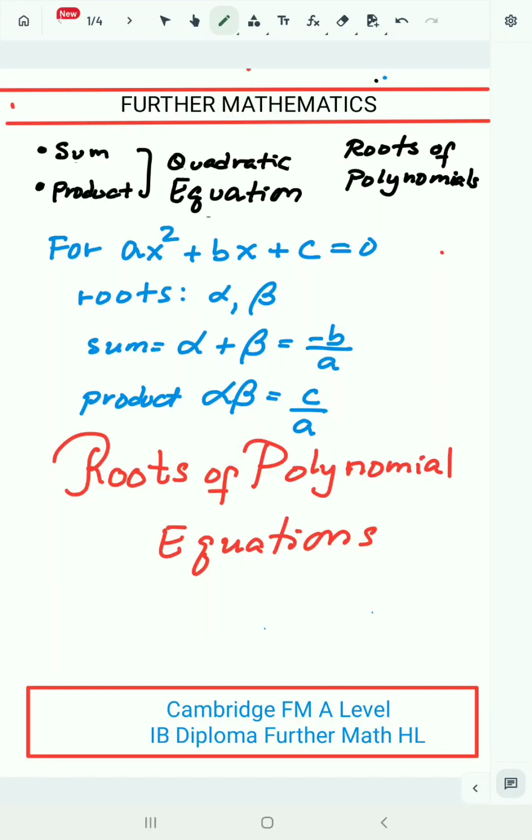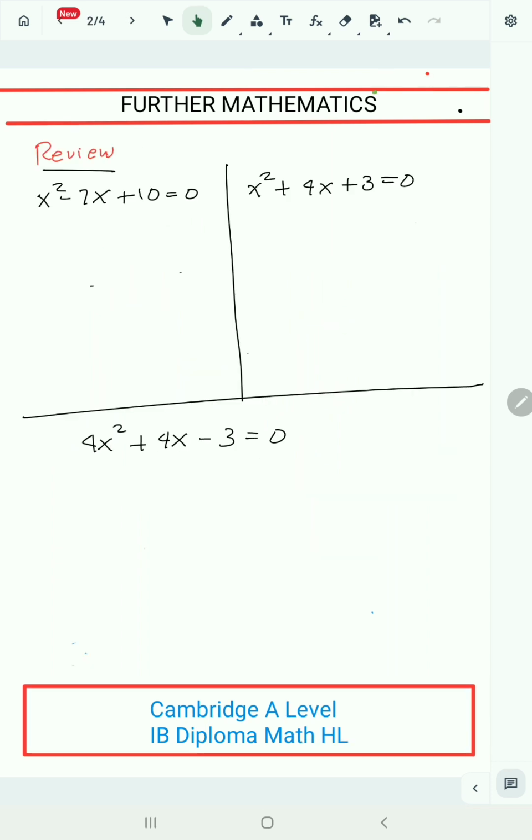In this video we're going to discuss roots of polynomial equations. This is going to be our takeaway later on, but let's not concentrate here first. I'll give you some examples first so you would be able to understand what it means.